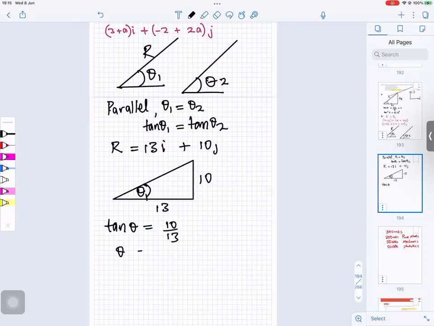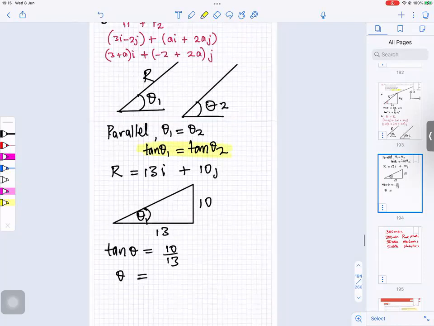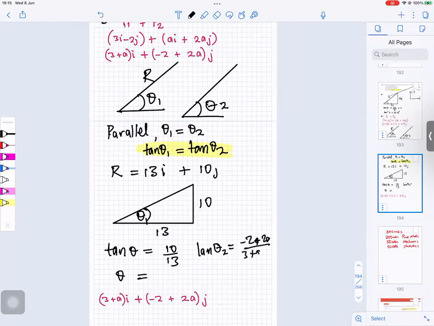And what would that give you the angle to be? For that one, I got the angle to be. But that will give us the angle for tan theta. We want to use this idea that they are equal. So for this other one, you got -2 plus 2a over 3 plus a. So we would say tan theta 2 is equal to -2 plus 2a over 3 plus a.